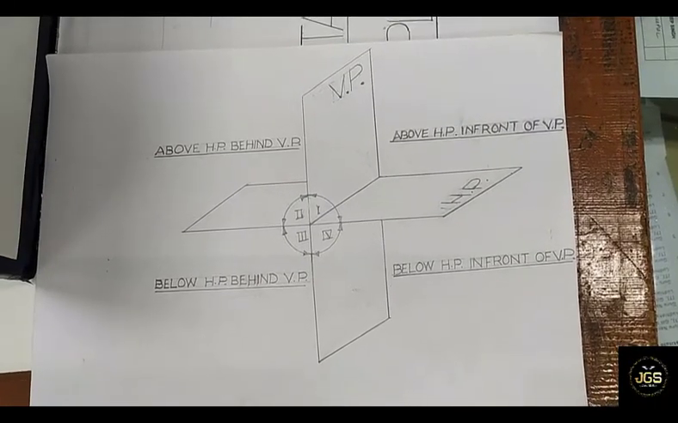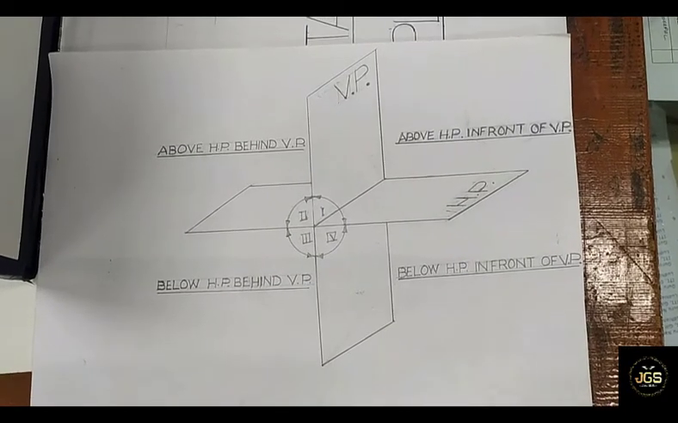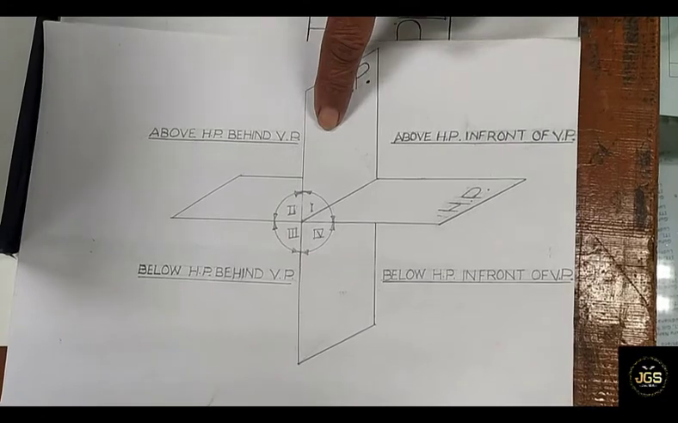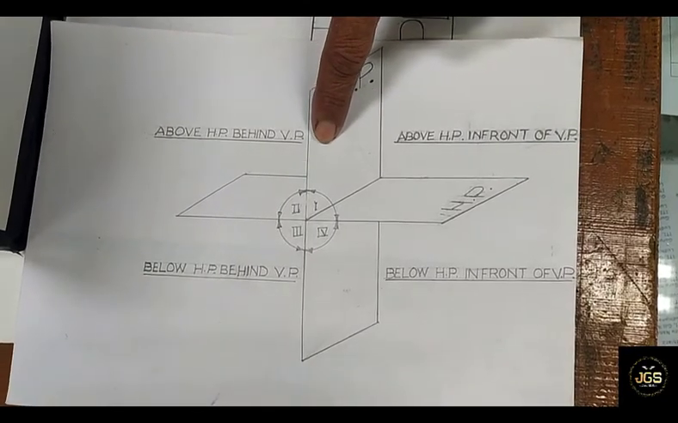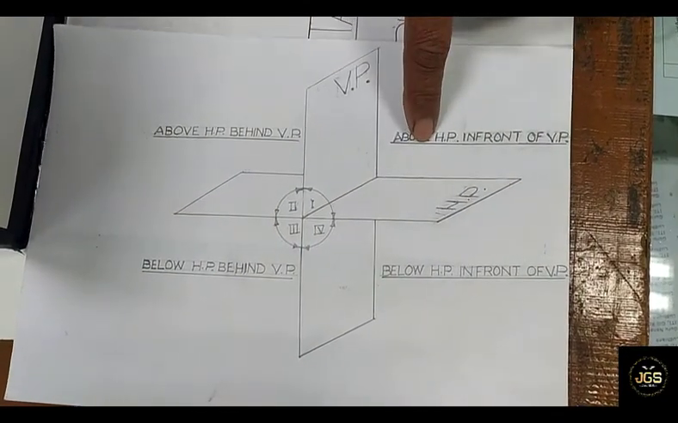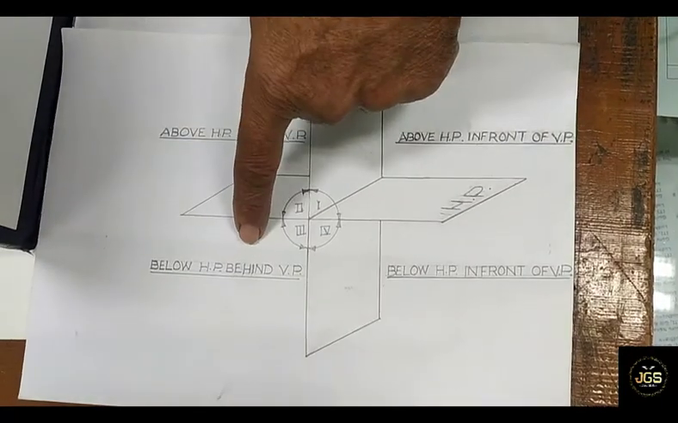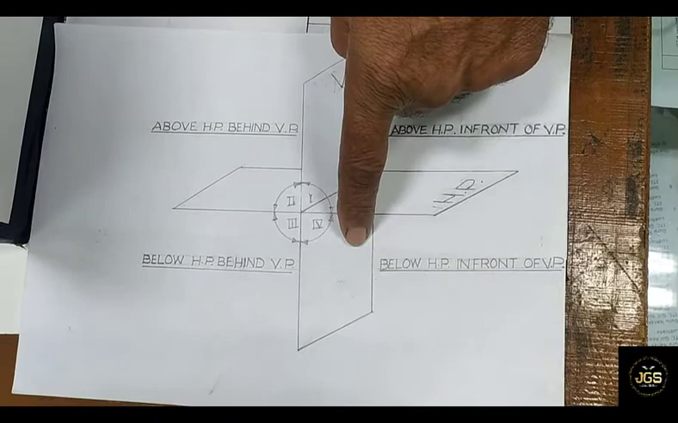The object may be situated in any of the quadrants. This is my first quadrant. Object may be here. This one is second quadrant. Then this is my third quadrant. This is my fourth quadrant.